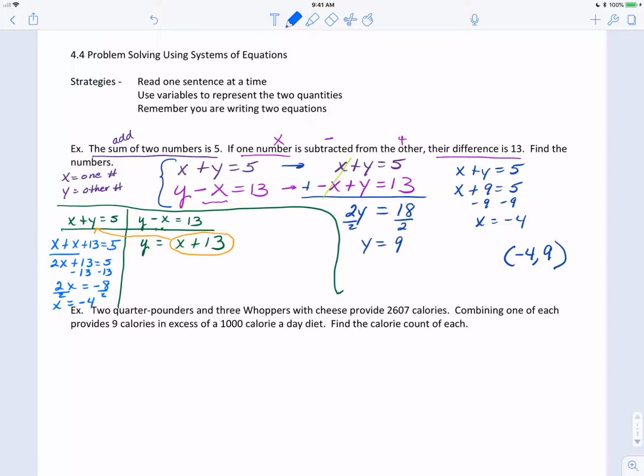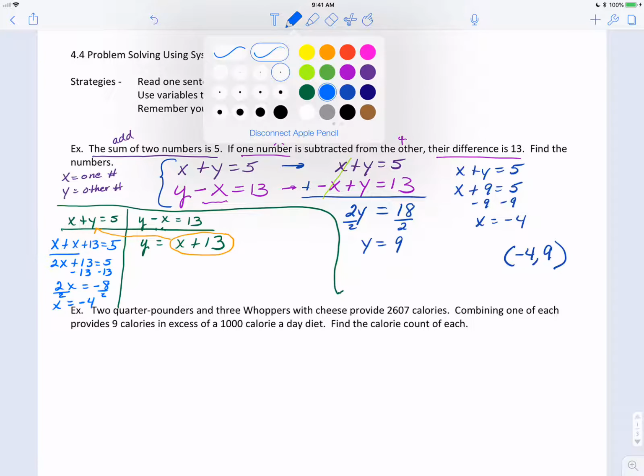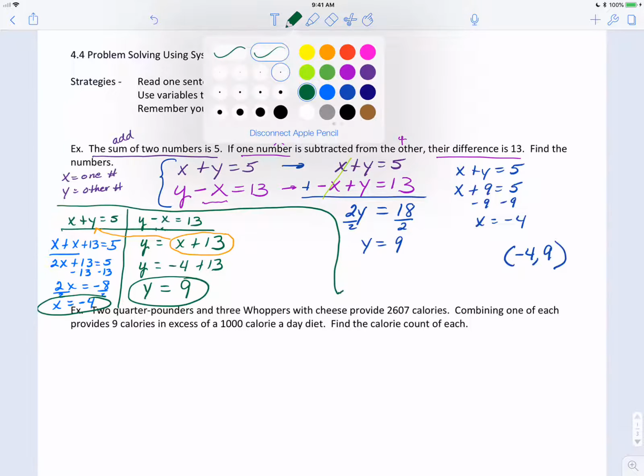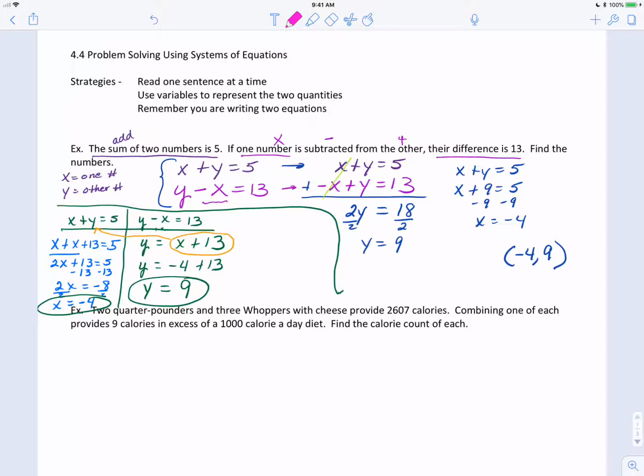And once we know what x is, then we come back to the other side and we solve for the y. So y is negative 4 plus 13. So y is 9. So again, see that I get the same answer whichever method I choose to use. So here, all we're going to say is we did substitution method on this side.